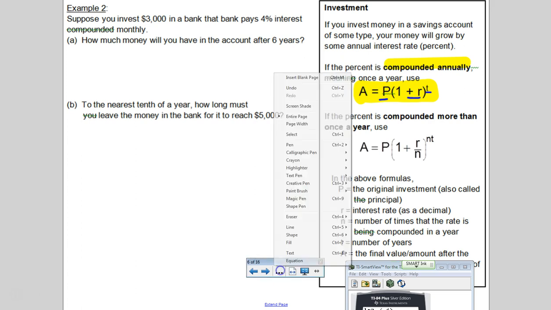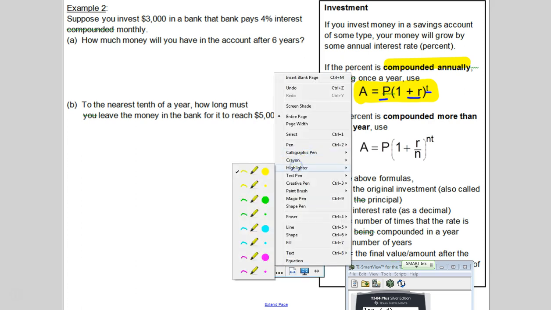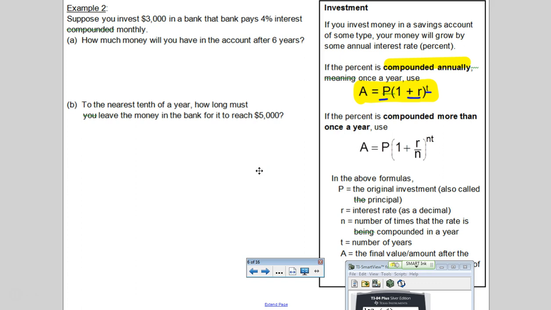The other one looks a little strange, but when you're compounding more than once a year, let's say you have an interest rate of 12% a year, and you're going to compound that monthly, it means you really take that 12%, divide it by the months, which is 12 months, and that means you're going to gain 1% each month, which in the long run helps you.